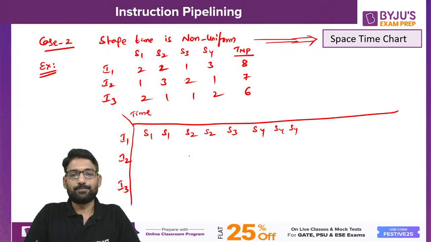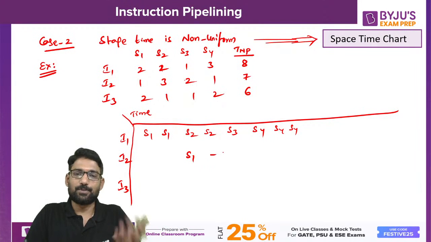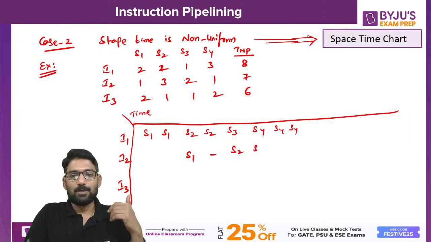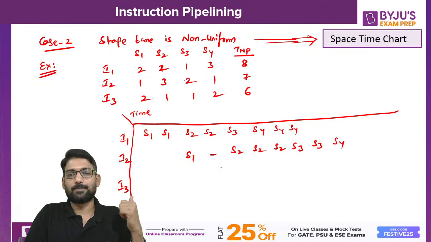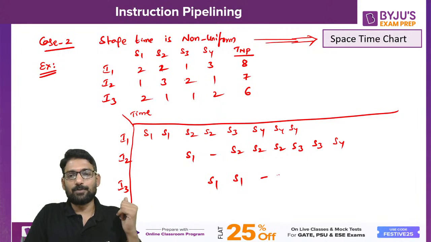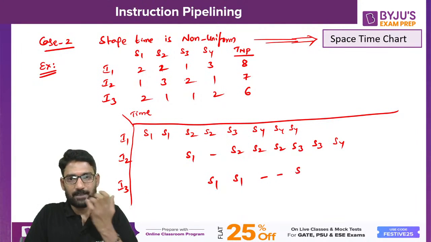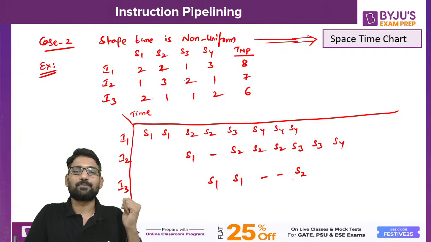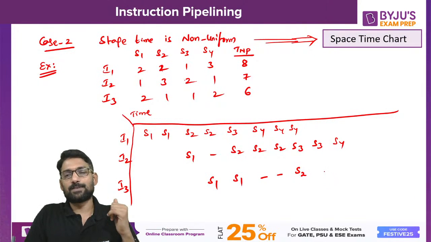Then I2 S1 should not overlap with any other S1. So it starts here. Immediately it cannot go for S2 because another S2 is happening. So S2 can go here, then S3, then S4. Now I3 can start S1 here, 2 clock cycles, but immediately it cannot go for S2. Here it can go for S2. But now it can't go for S3 because another S3 is happening. Now S4.